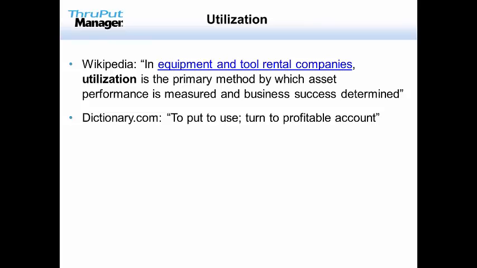So utilization. This is going to be a core area of what we're talking about today. So I figured, like most people, well, let's start by Googling this and see what it means. And it surprised me what came up. These are the two first things that I see. Interesting that they primarily seem to refer to equipment and tool rental companies, but never mind that. What caught my eye was the point that utilization is the primary method by which asset performance is measured and business success determined, to put to use, to turn to profitable account.